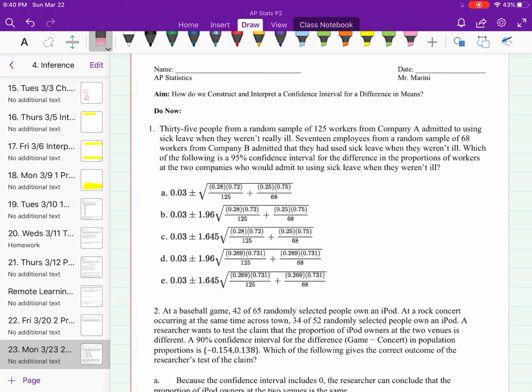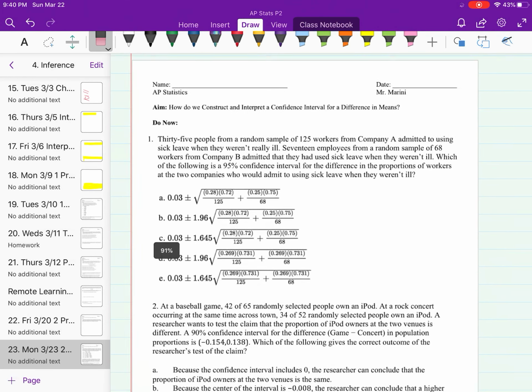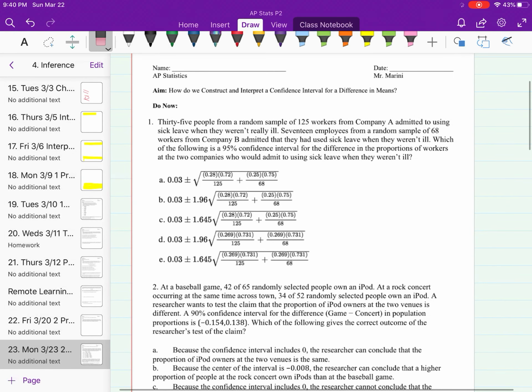I'm going to start here. This is Monday's lesson. If you're watching this video tonight, this is tomorrow's lesson. This lesson is going to be on how to make a confidence interval, and instead of the difference between two proportions, it's going to be the difference between two means. I'd like to start here with the two-question do now.